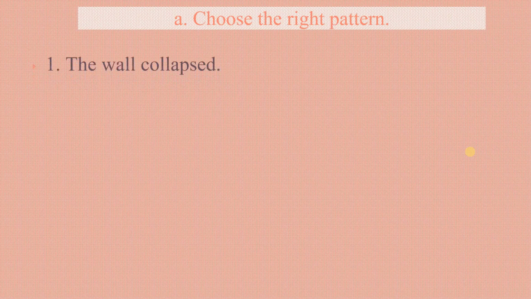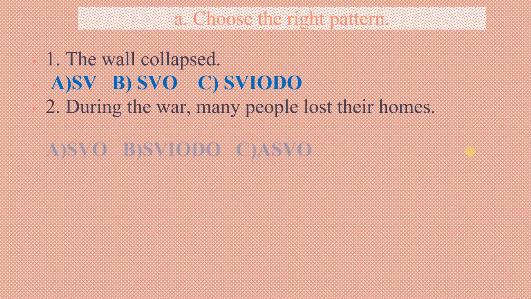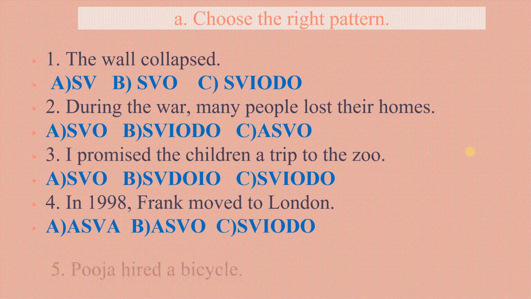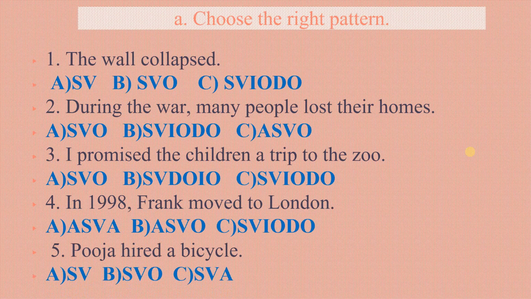Now we are going to do the exercises. Choose the right pattern. The wall collapsed, whether it is SV pattern, SVO, SVIODO. During the war, many people lost their homes: SVO, SVIODO, ASVO. I promised the children a trip to the zoo: SVO, SVDOIO, SVIODO. In 1998, Frank moved to London: ASVA, ASVO, SVIODO. Pooja had a bicycle: SV pattern, or SVO, SVA. So find out the answer. Let us see the answer now.